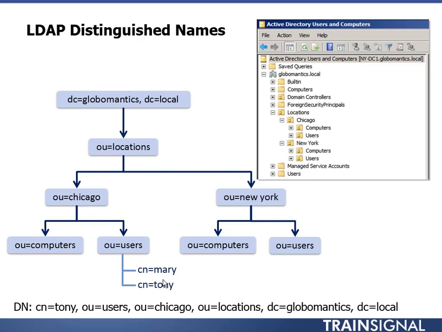Now, the way LDAP names uniquely identify an object is basically by listing the type of property and the value for the property in order from most specific to least specific. So DN here stands for a distinguished name. And then we have common name, CN equals Tony, OU users, OU Chicago, OU locations, and DC globalmantics, and then DC local. And this allows you to uniquely identify an object wherever it is in the directory. And yes, these names can get really, really long. This is not a particularly long example for a name.